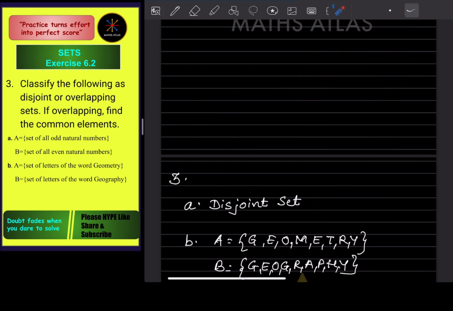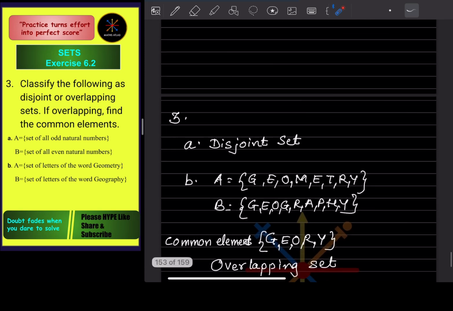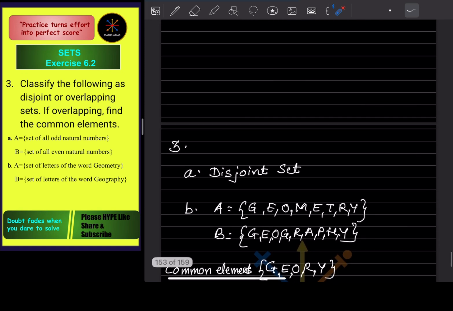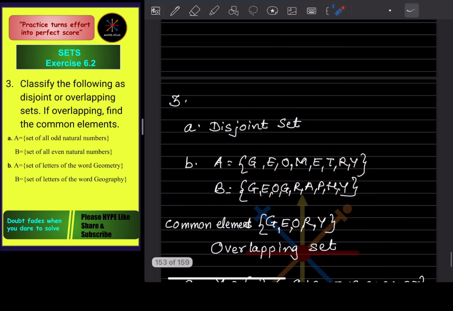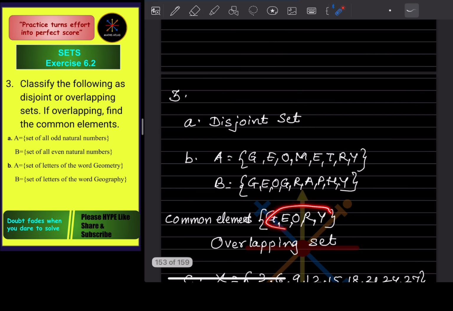In B, A is equal to set of letters of the word geometry, and B is equal to set of letters of the word geography. Now you can see geometry and geography. What is common is G, E, O, R, and Y. So G, E, O, R, Y is common. That is called an overlapping set.